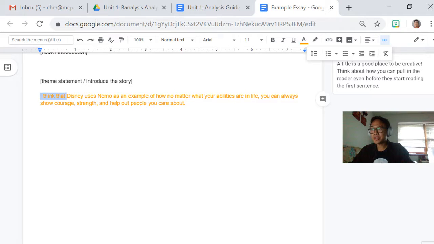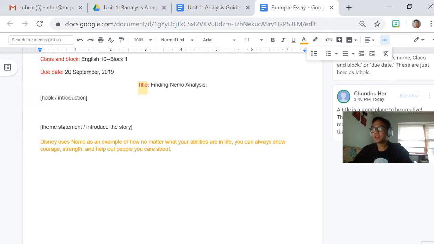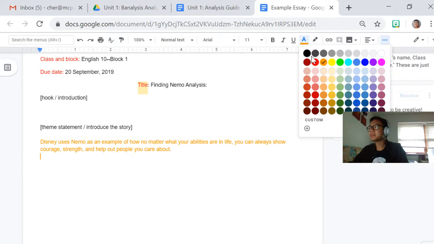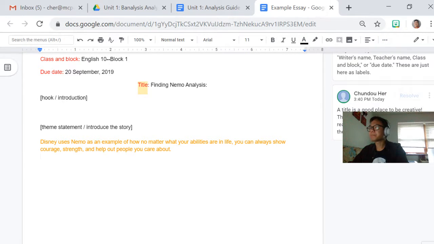So we could actually just erase that. So we can just say, Disney uses Nemo as an example of how no matter what your abilities are in life, you can always show courage, strength, and help out people you care about. Okay, so that sounded pretty good so far. I think that's fine for my theme statement right now. Let's stick with that.